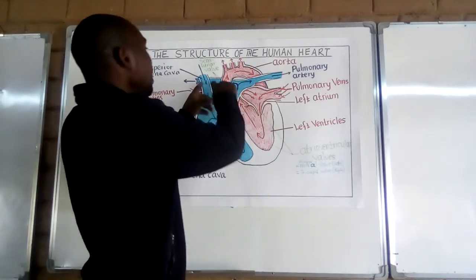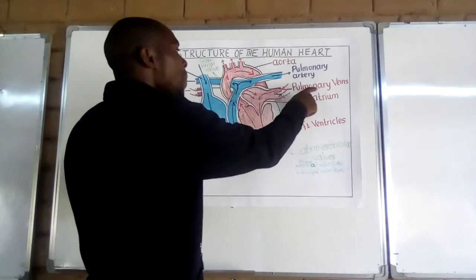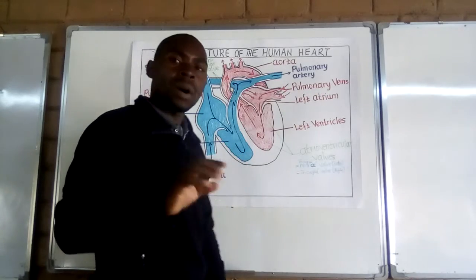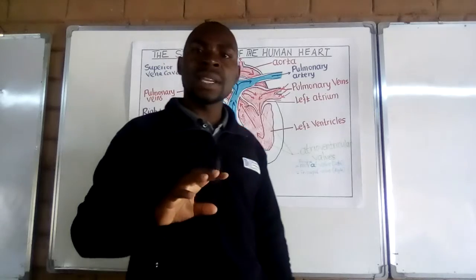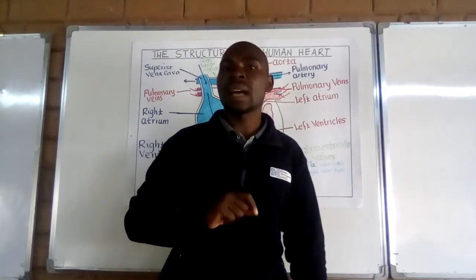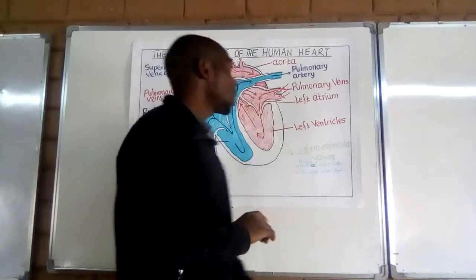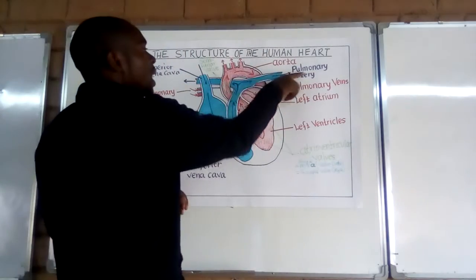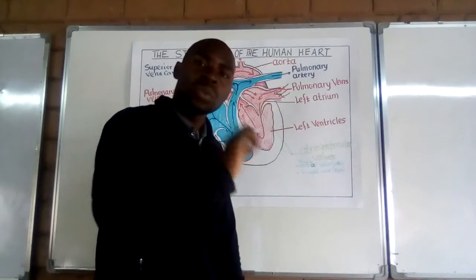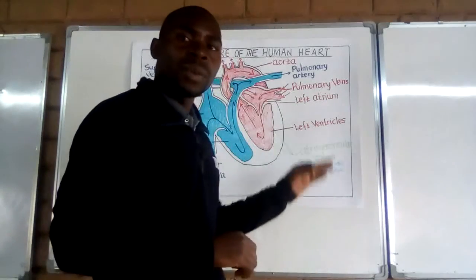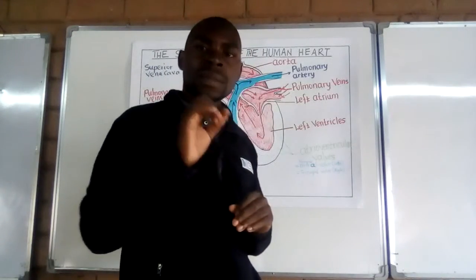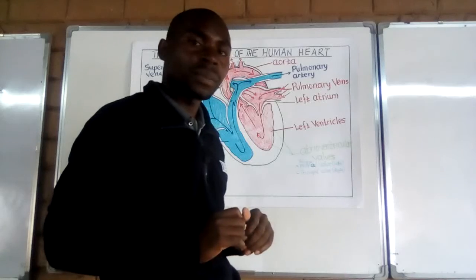Okay. Now, when it is purified, it is going to come back to the heart through the pulmonary veins. Remember, all arteries are able to carry oxygenated blood except for the pulmonary artery, which carries deoxygenated blood, as you can see. This is the pulmonary artery. It is able to carry deoxygenated blood to the lungs, while the pulmonary veins are able to carry oxygenated blood from the lungs back to the heart.